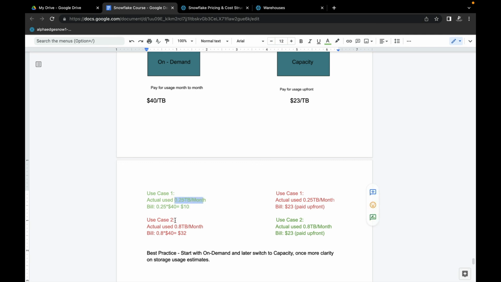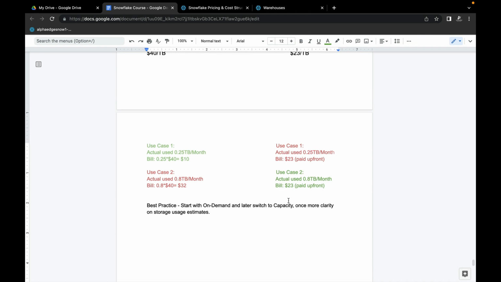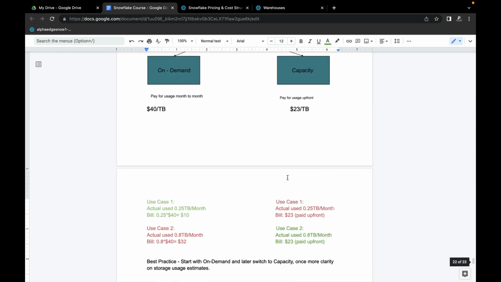In the second scenario, you have used 0.8 terabyte per month and your bill will be 0.8 into $40, which is $32. In the case of capacity, your bill is again $23. So if you have an idea of what exact capacity you need by understanding your system, you can decide which storage option is good for you. The best practice is that clients mainly start with on-demand, and once the system has been running for a few months, they understand their usage, and then they move to capacity to save cost. That's how the on-demand and capacity cost is calculated.